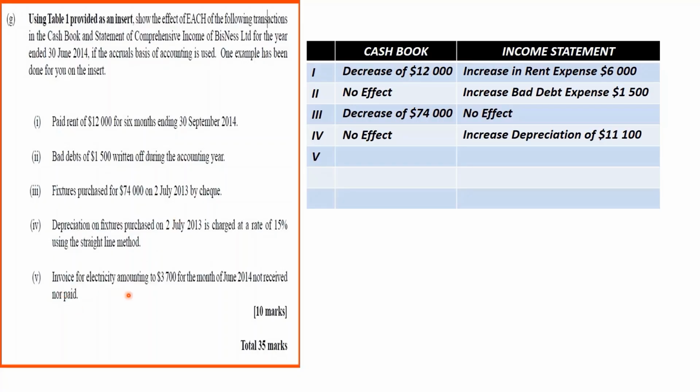Invoice for electricity amounting to 3,700 on the 30th of June 2014, not received nor paid. So it does not have any cash involved there, so it will not affect the cash book, and there would be an increase in the electricity expense of 3,700 in the income statement.